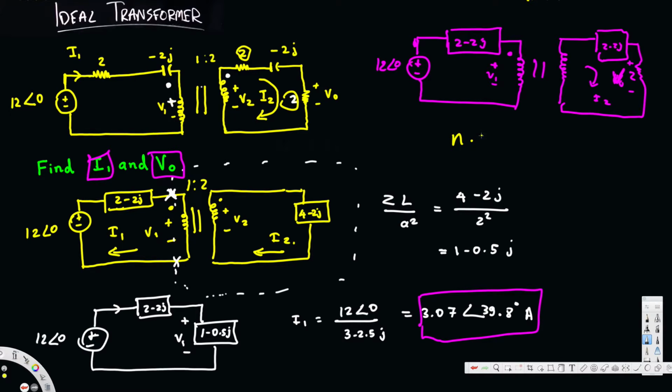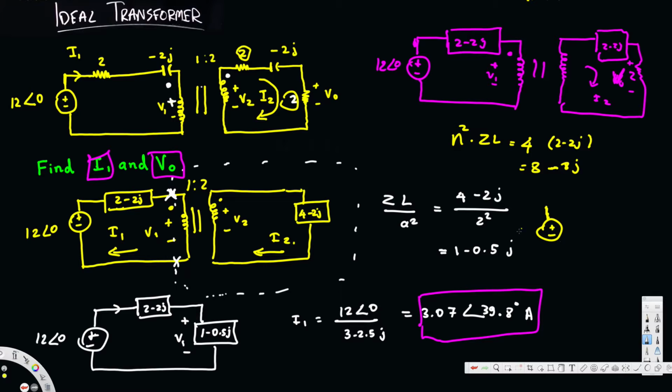N times ZL. N square times ZL. N is 2 over 1, that is N2 over N1, so that is basically 4 times the load impedance, that is 2 minus 2J, and that gives us 8 minus 8J. So let's go ahead and draw the equivalent model circuit.